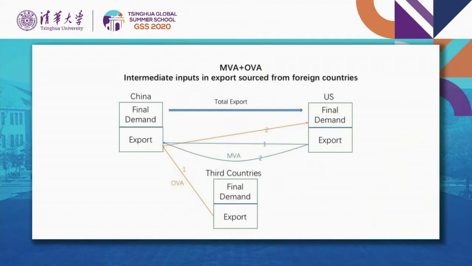Intermediate inputs can also come from a third country. So let's look at the orange arrows here. The orange arrow goes from a third country, which exports something to China, for example, the glass to make the cover of the iPhone. Then it's assembled in China, it's sold to the US. So this part is not actually produced in China.